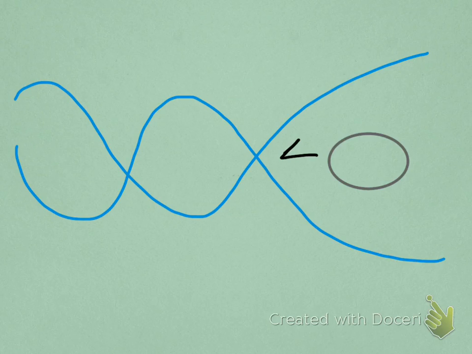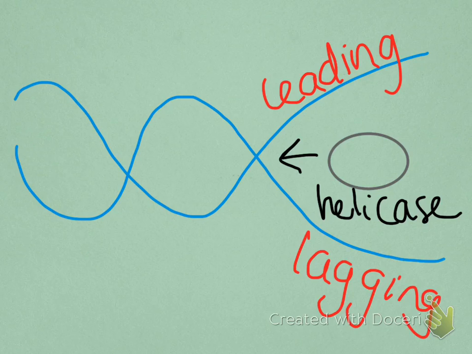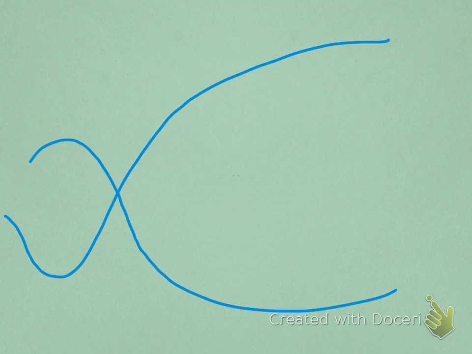So DNA is split by the enzyme helicase, which causes the 2 separate strands, one being the leading strand and one being the lagging strand. After the helicase splits the strands, binding proteins are attached to the strands to keep them in place so they don't bind together again.